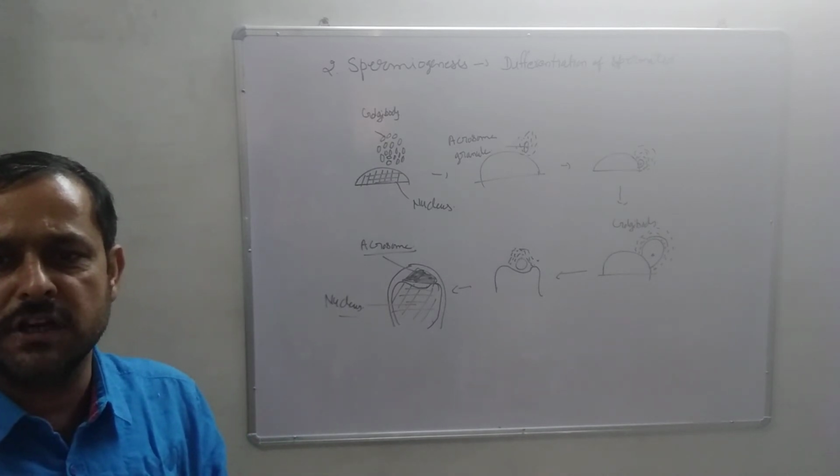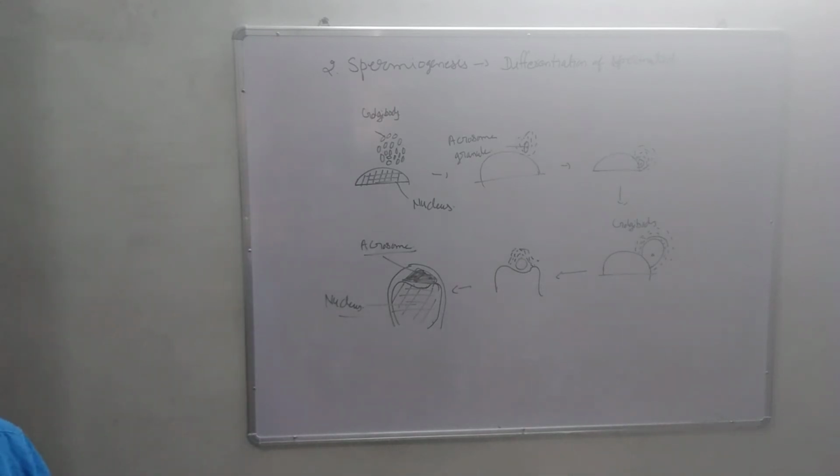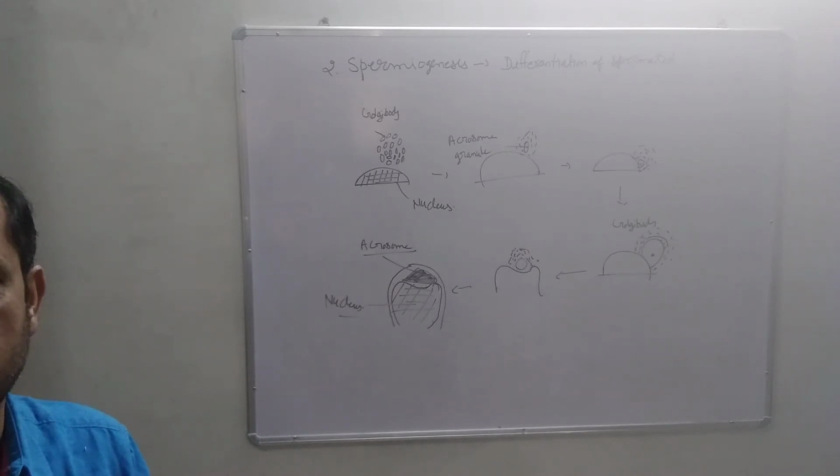After spermiogenesis, the head of the sperm is embedded into the Sertoli cell. At last, sperms are released by the process of spermiation from the seminiferous tubules.